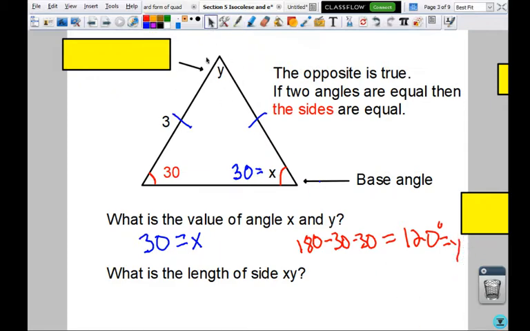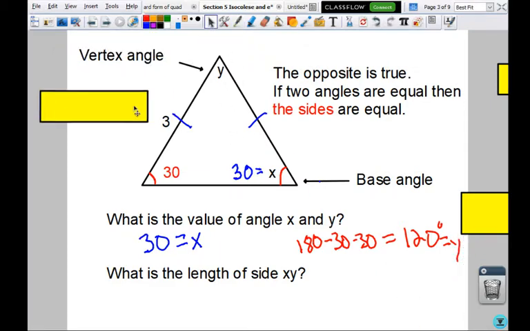And this y up here is the angle off on its own. That is called the vertex angle. So my base angles are the two that are the same. Vertex is the one that's different.